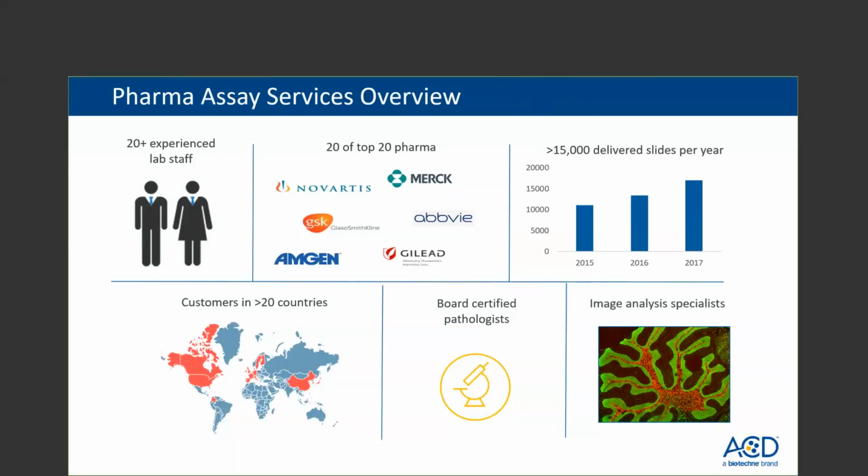Really quickly, just showing a little bit about our bandwidth here with the PAS group. We are an experienced lab staff of over 20 people, and we service 20 of the top 20 pharma companies. Our average slides delivered over a year are anywhere over 15,000, and we have customers available in greater than 20 countries. Our team includes both certified pathologists and image analysis specialists who can help with your fluorescent and chromogenic bright field acquisition of images.